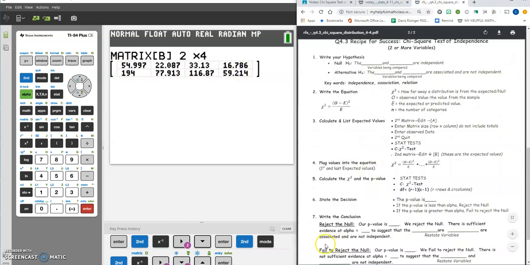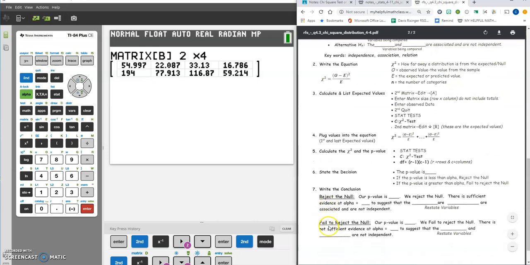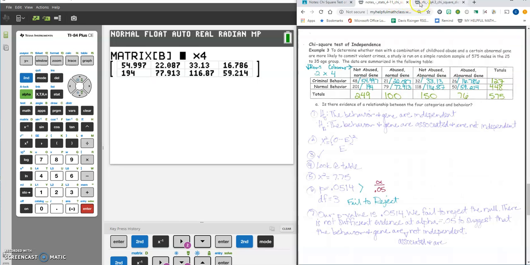Last step, as always, is to go ahead and write our conclusion. We have a decision to make. Are we going to reject or fail? A moment ago we said fail, so we're going to list what our p-value is. So our p-value is, I have slightly forgotten, 0.0514. We failed to reject the null. Again, we're just following and filling in the blank. There is not sufficient evidence at alpha equaling 0.05 to suggest that the behavior and gene are associated and are not independent. Notice I messed up, hence I inserted my associated and are not independent.